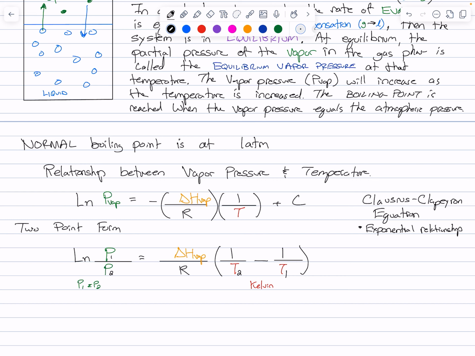What's R? 8.3145 joules per Kelvin mole. And delta H is typically in kilojoules per mole. So notice you've got kilojoules here and joules there. Notice that, okay, that's going to be a thing. And so that would be your Clausius-Clapeyron equation for vapor pressure.